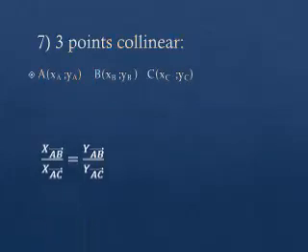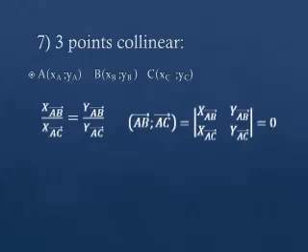Three points collinear. If I need to prove that 3 points are collinear, I need to form two vectors from these 3 points. So I can choose AB, AC, or BC. You can choose any two vectors that include the 3 points, and then you find their coordinates and check if the determinant is equal to 0.